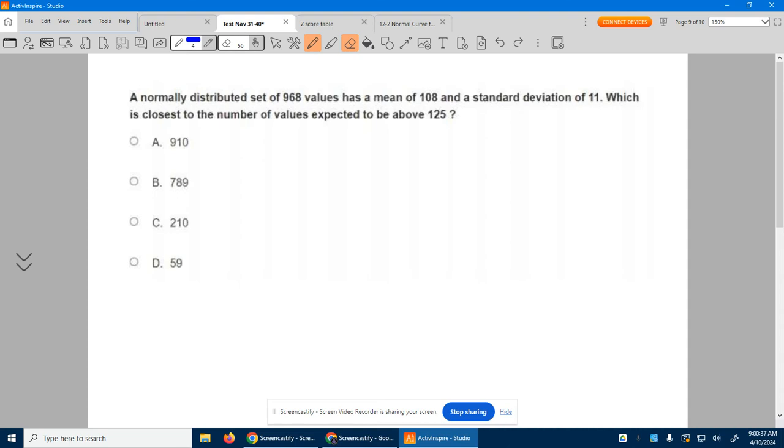All right, a normally distributed set of 968 values, so they tested 968 people, let's say, has a mean of 108. So it's a normal distribution curve. So here's 108. So half did better, half did worse. It has a standard deviation of 11. So it goes 11 points in those directions.